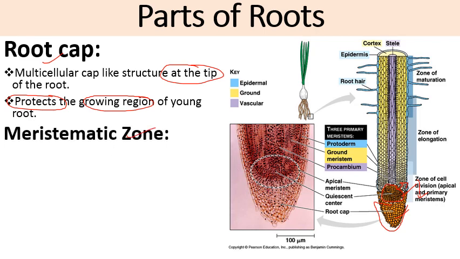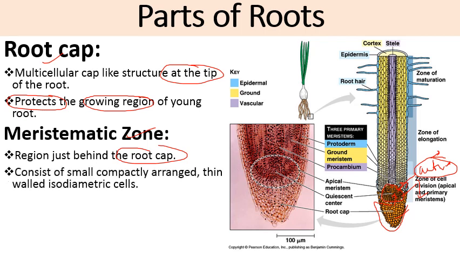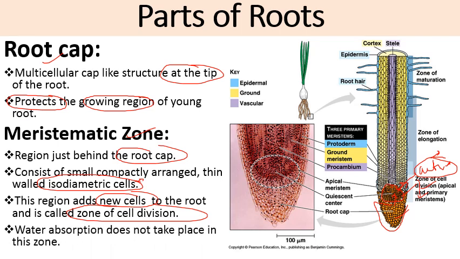Next comes the meristematic zone. As the name indicates, meristematic zone means the cells of active division, the young cells which actively divide. So these cells are known as meristematic cells. The region just behind the root cap is known as the meristematic zone, and it consists of small, compactly arranged cells which are thin and isodiametric, meaning having the same diameter. The region adds new cells to the root and is called the zone of cell division. And water absorption does not take place in this zone.